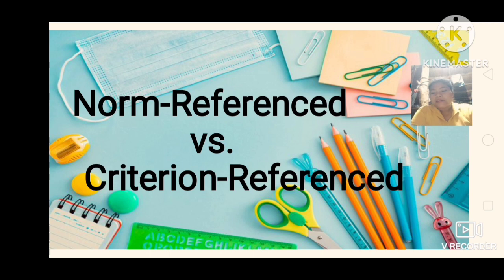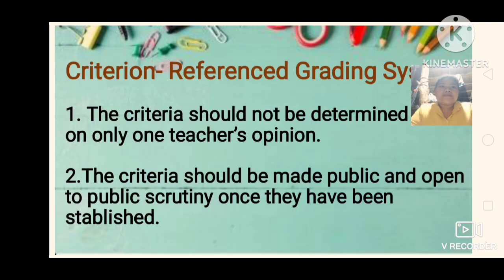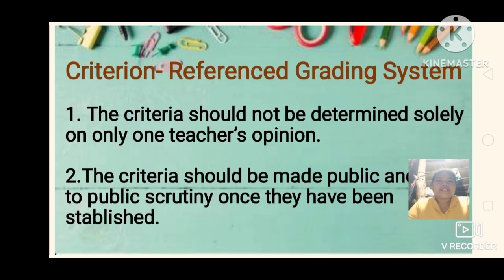So again, there are two types of grading system, the norm reference and the criterion reference. When we say norm, it refers to a grading system wherein a student's grade is placed in relation to the performance of a group, whereas the criterion reference is based on a fixed criterion measure.